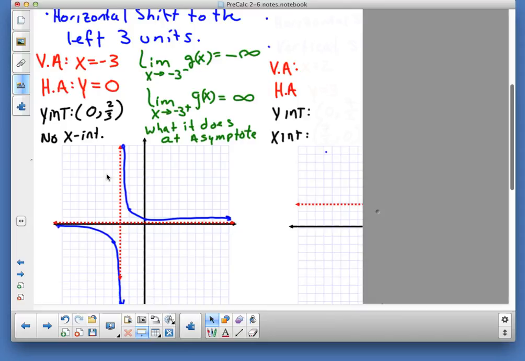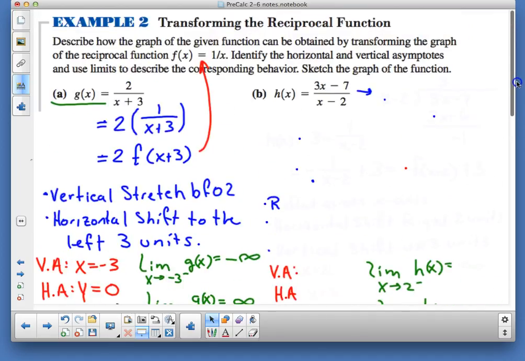Now, when I have a rational function, polynomial over polynomial, the idea is I can use division to break it down so I can put it in transformational form. So with this next part, I'm allowed to actually touch the board here. I want to make a division. I've got x minus 2 going into 3x minus 7. I know x minus 2 will go in there 3 times.